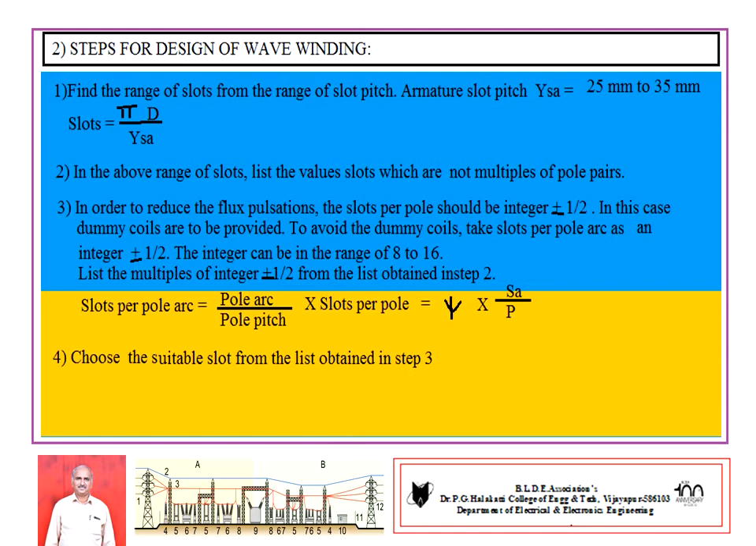To avoid the dummy coils, take slots per pole arc as an integer plus or minus half. The integer can be in the range of 8 to 16. The slots per pole arc should be equal to pole arc divided by pole pitch into slots per pole. Pole arc per pole pitch is psi into slots per pole SA divided by P. Step number 4, choose the suitable slots from those listed in step number 3.